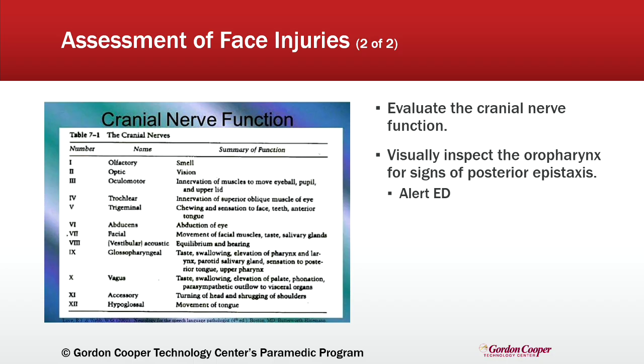You should evaluate the patient's cranial nerve function. Visually inspect the oropharynx for signs of a posterior nosebleed. A sign of a posterior nosebleed is frank blood trickling down the back of the throat, even after a simple anterior nosebleed has been controlled. Be sure to alert the emergency department of this situation, because this can become a problem rather quickly.